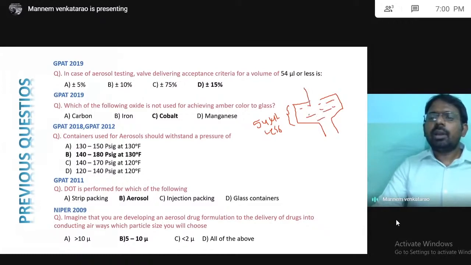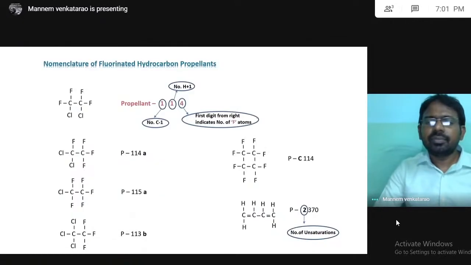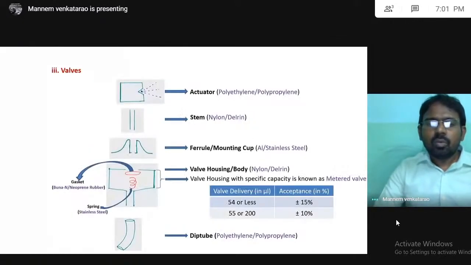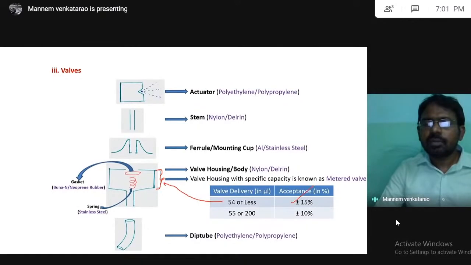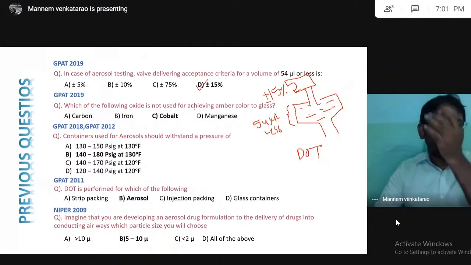Friends, it means it can accommodate only a volume of 54 microliter of liquid or less. Then tell me, upon pressing, does it essentially deliver exactly 54 microliter? No, some allowance must be allowed by the DOT. What is DOT? Department of Transportation. So how much allowance? That is plus or minus 15%. That's why if the volume of this valve housing is 54 microliter or less, then the percentage variation accepted is plus or minus 15%. That's why the answer is plus or minus 15%.